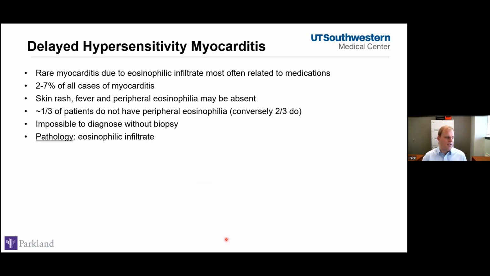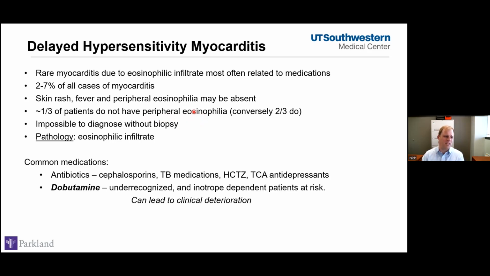Hypersensitivity myocarditis. So again, these are myocarditis that are related most often to medications. It's rare, it's uncommon. There's a few tips and tricks that you can look for in those patients. About 2/3 of patients have a peripheral eosinophilia. So it's not always true that it's there, but if it is there, that can be a helpful clue, especially if it's starting to rise in the setting of new medicines. Some people get fever, some people get a skin rash. And again, this is oftentimes an under-recognized disease entity.